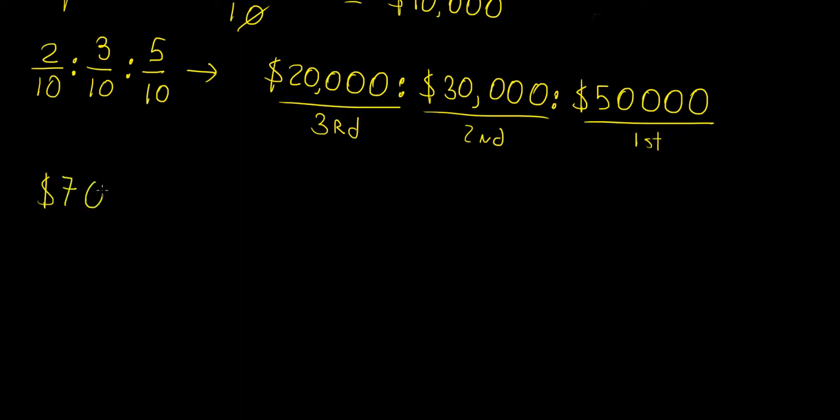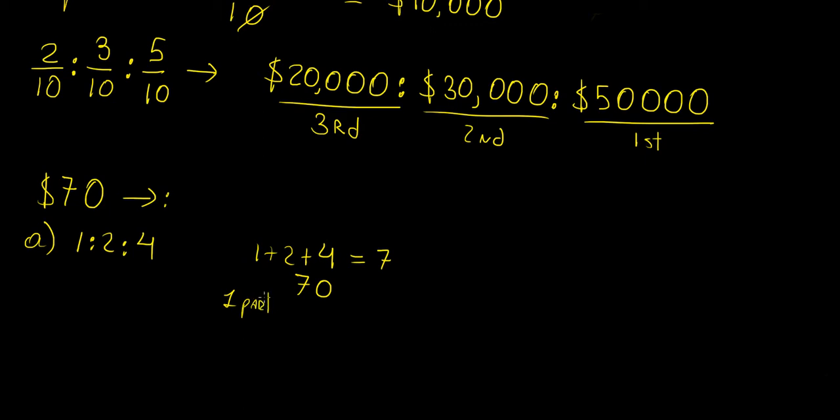Let's say we have $70 and we want to split it up into each of these ratios. Question A is going to be a ratio of 1 to 2 to 4. Let's think about that for a second. How many parts do we have here in this ratio? Well, we're going to have 1 plus 2 plus 4. That's 7 equal parts. So the value of one single part is going to be $70 divided by 7, which is just $10.